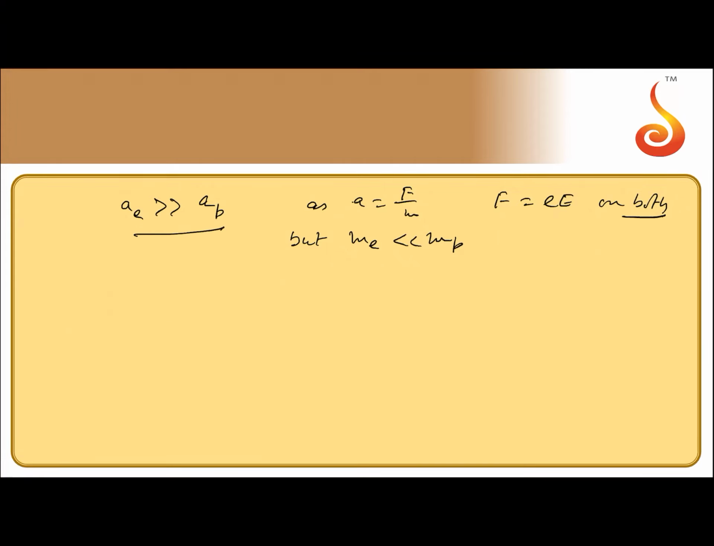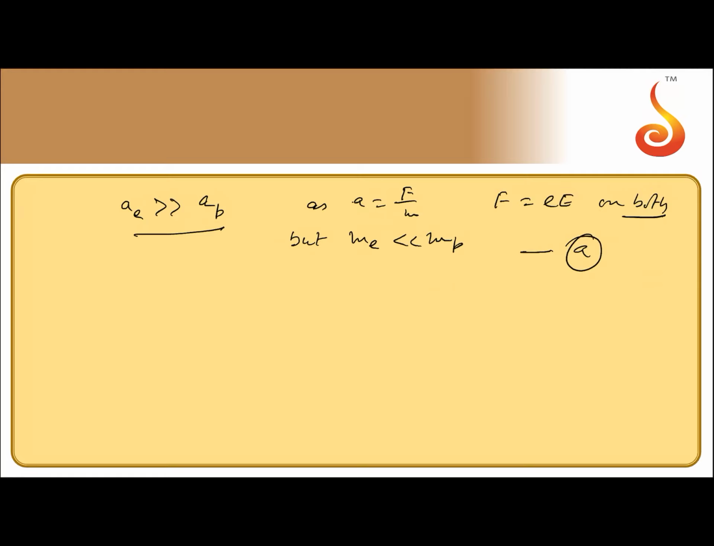So we can see that acceleration of electron will be much greater than acceleration of proton, as acceleration will be force by mass. Force is E into E on both in magnitude, but mass of electron is much smaller, so therefore acceleration of electron is much greater than acceleration of proton. So this is your option A.